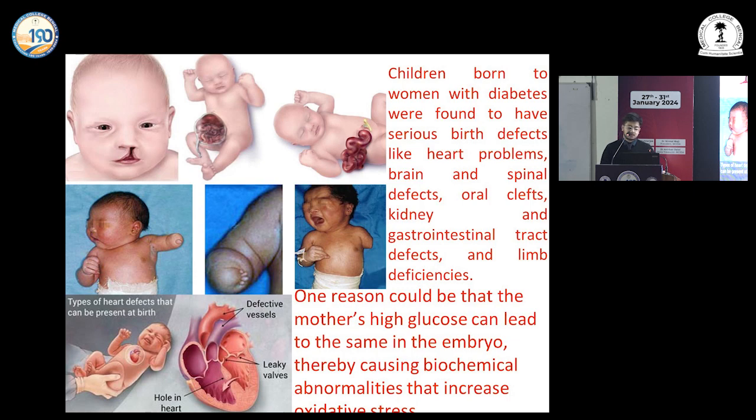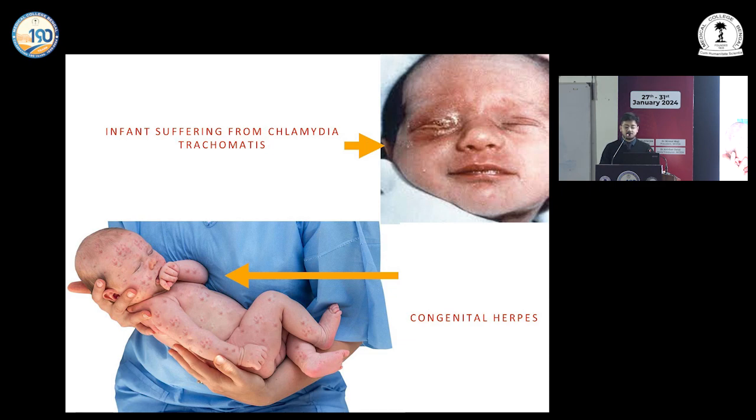Here in the picture we are seeing the defects in children born to mothers having gestational diabetes. First is cleft lip and palate, second is omphalocele, then we have limb defects, and thirdly we have congenital heart defects like defective vessels, leaky valves, and portal heart. One of the primary reasons could be the high glucose level leading to excessive oxidative stress in the fetus, leading to all these conditions. Here we can see an infant suffering from chlamydia trachomatis, followed by congenital herpes. These are all acquired by the infant during childbirth from mothers who were infected with these.